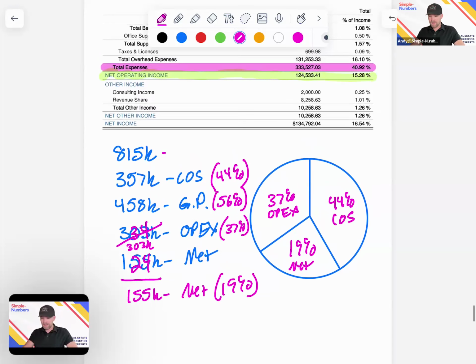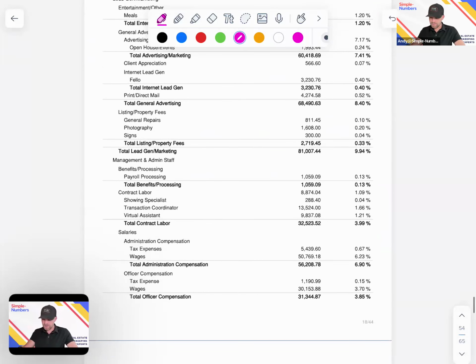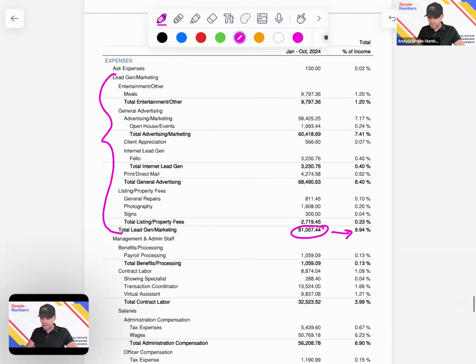But let's look at their category of lead gen marketing to see how much they spent. Starts right here and it goes right there. They spent 81,000 or just under 10%. There you go. Healthy margin, right? Healthy margin. And they're not spending a ton of money on internet lead gen.